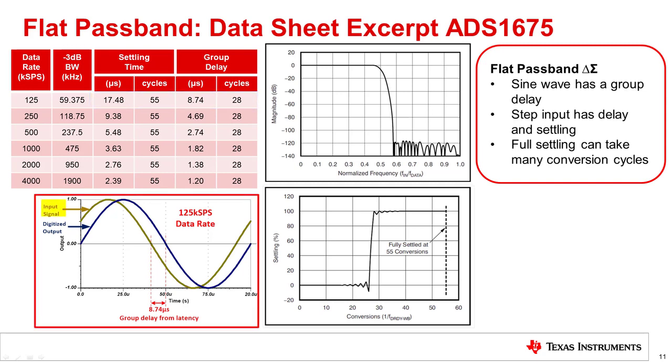Group delay is the time shift between the applied sinusoidal input and the equivalent digitized output. The group delay effect is illustrated in the sinusoidal graph at the bottom of the page. Since group delay and settling time are a fixed number of conversion cycles, the actual time will scale with data rate. Thus, the group delay and settling time will be lower for high sampling rates.